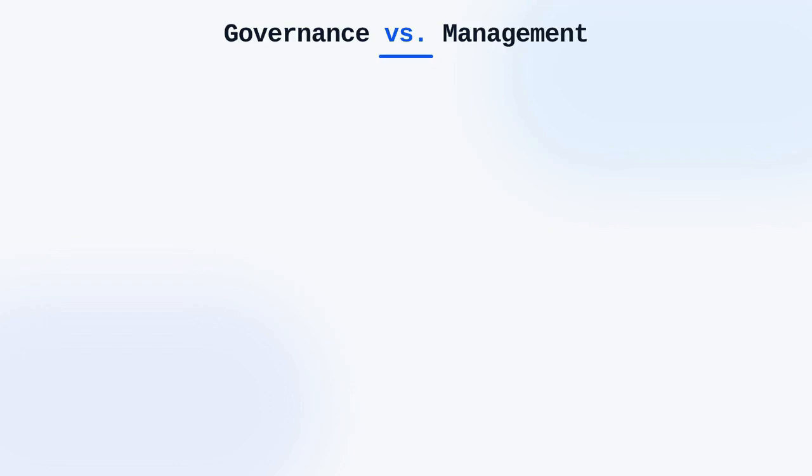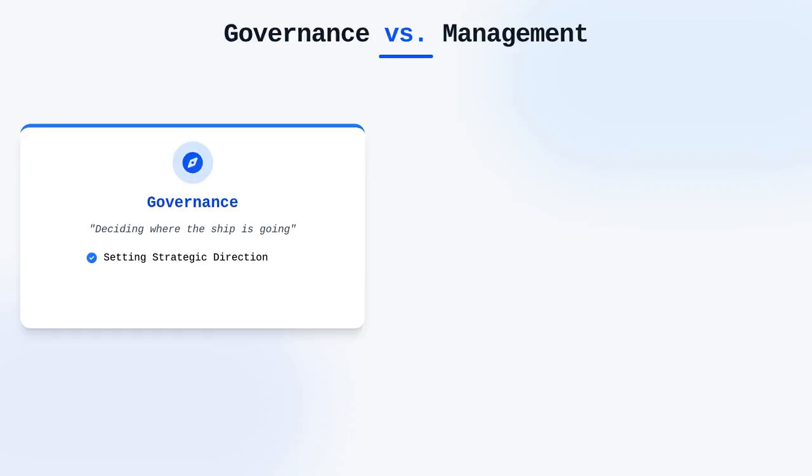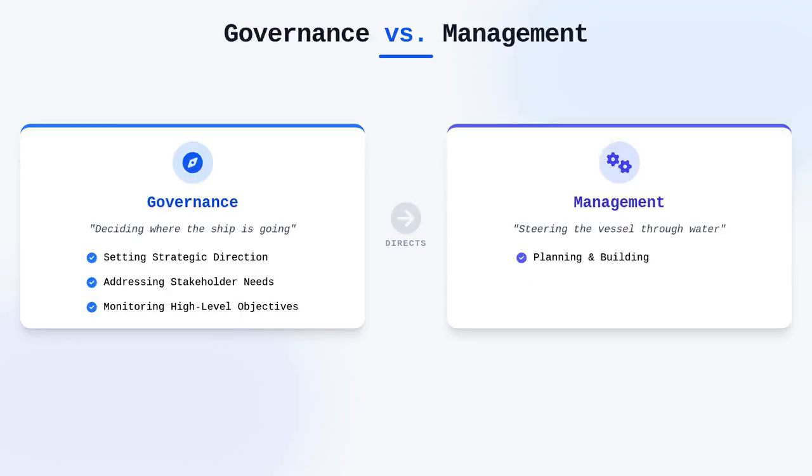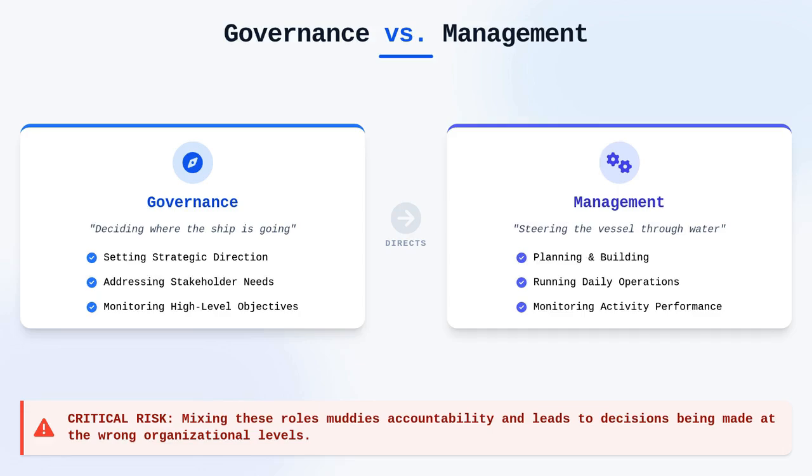Distinguishing governance from management is perhaps the most fundamental principle, yet it is frequently misunderstood in industrial practice. Governance is the role responsible for setting the direction, making decisions based on stakeholder needs, and monitoring performance against set objectives. Management, on the other hand, is the engine that plans, builds, runs, and monitors activities in accordance with the direction set by governance. Mixing these roles is dangerous because it muddies the waters of accountability and often leads to decision-making at the wrong levels of the organization.